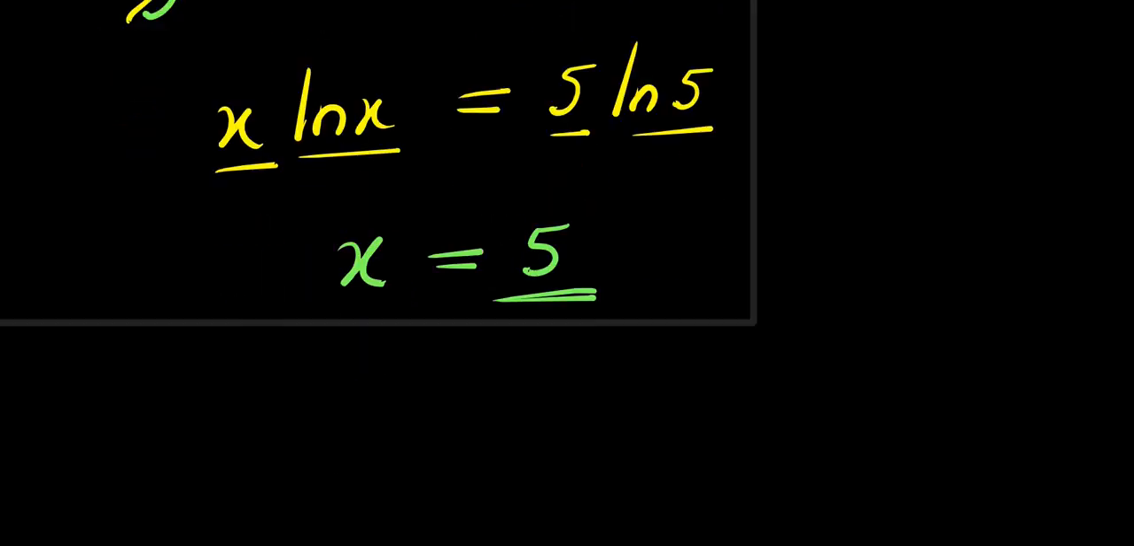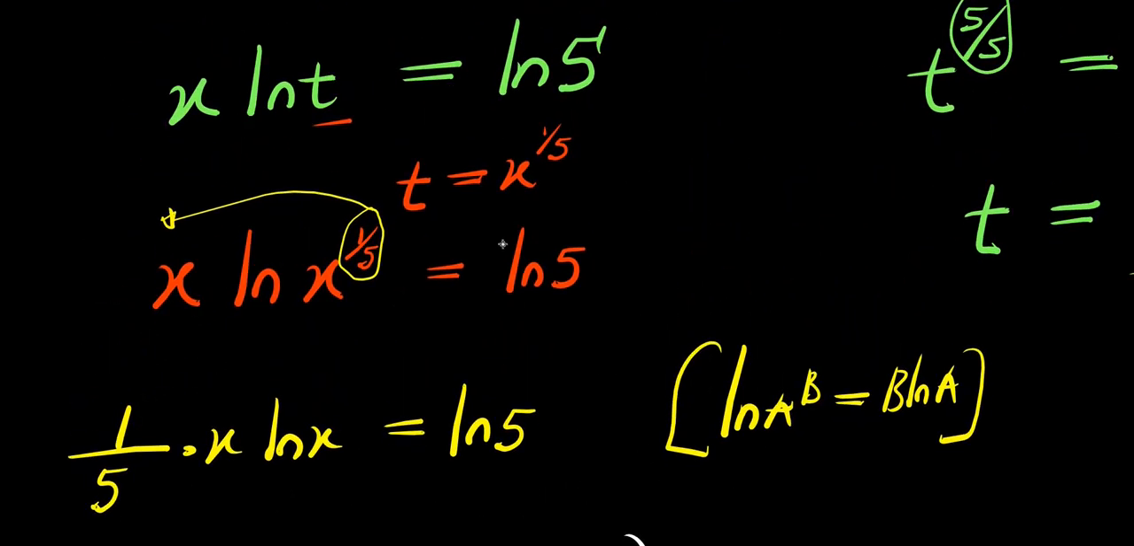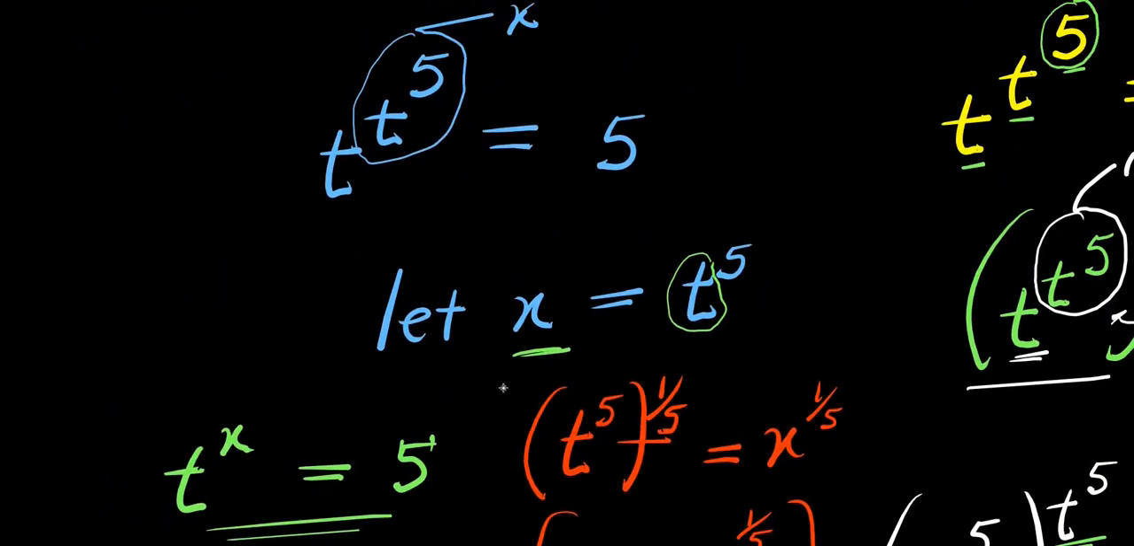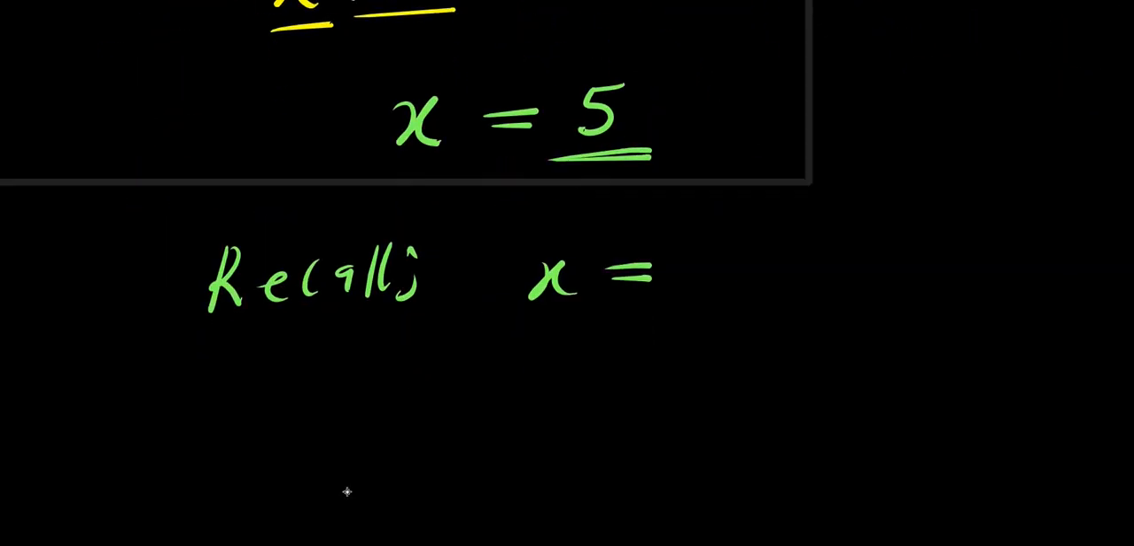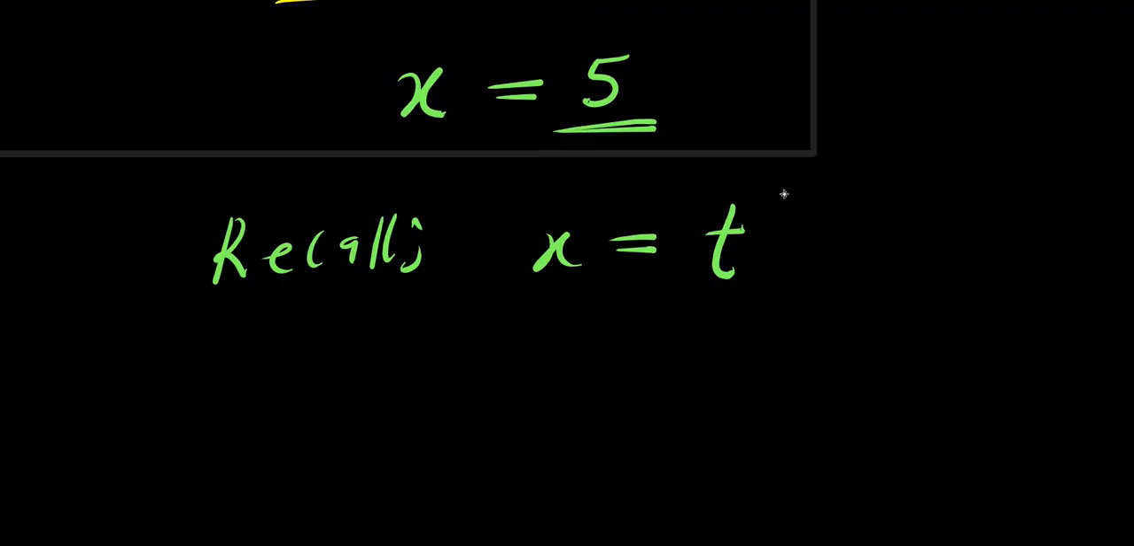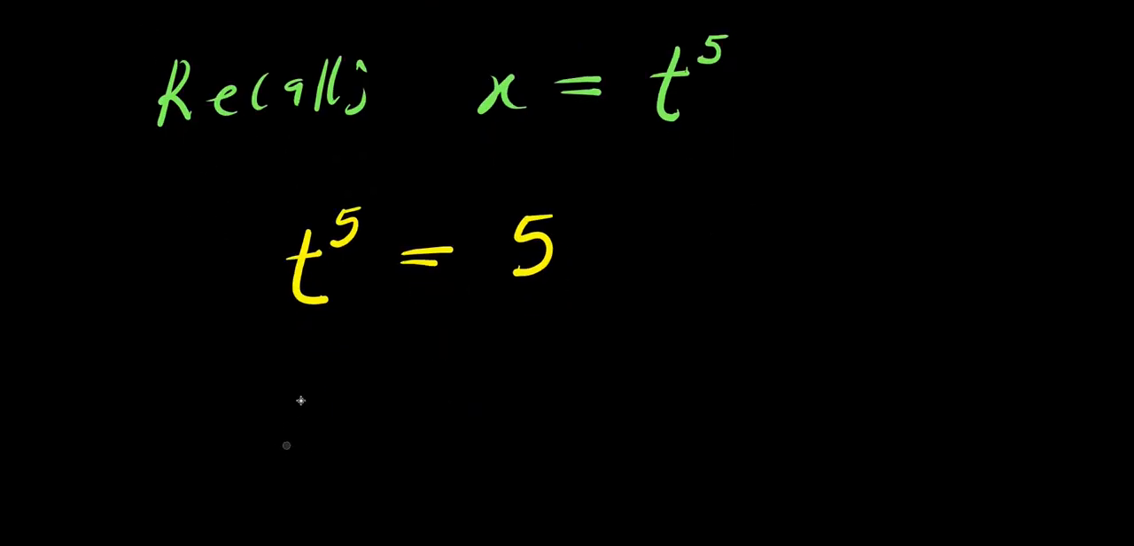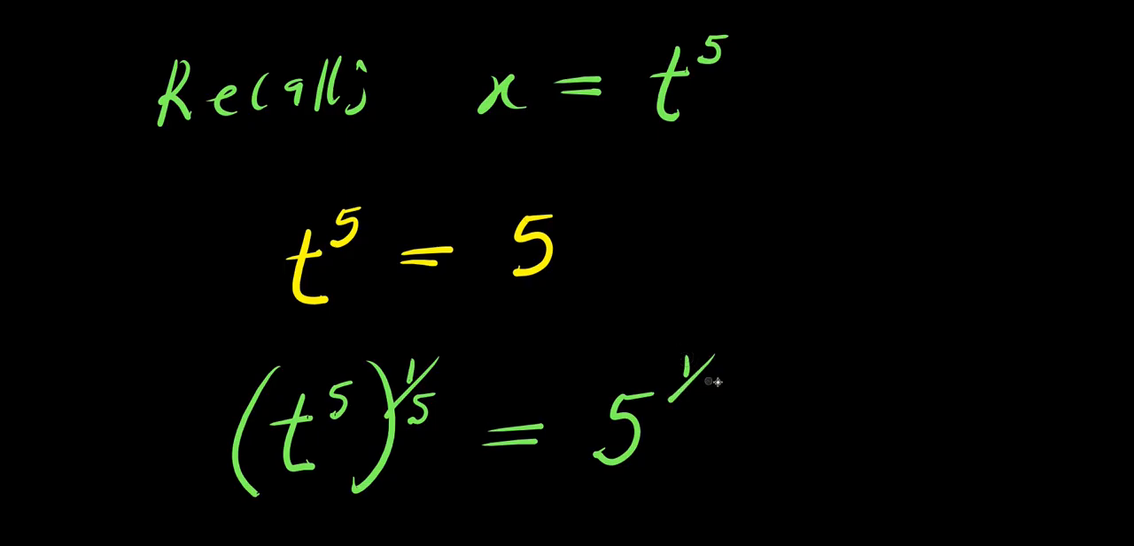What then was our x? Recall, x equals what? x equals t power 5, right? We have x equals t power 5, meaning that this x here, t power 5, equals 5. I can solve for t by multiplying the exponent by 1 over 5. I have t power 5 raised to the power of 1 over 5 equals 5 power 1 over 5.